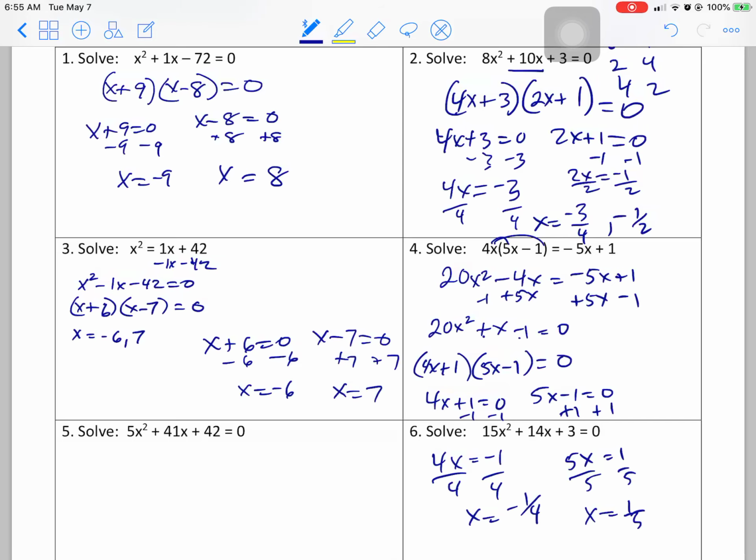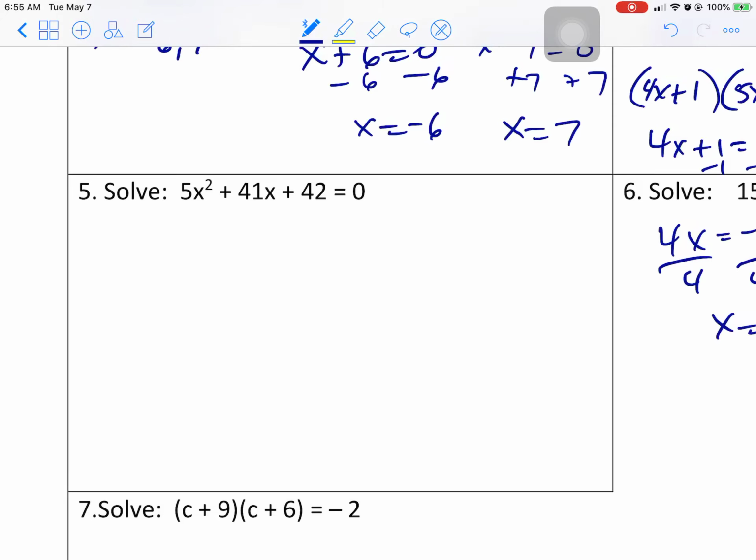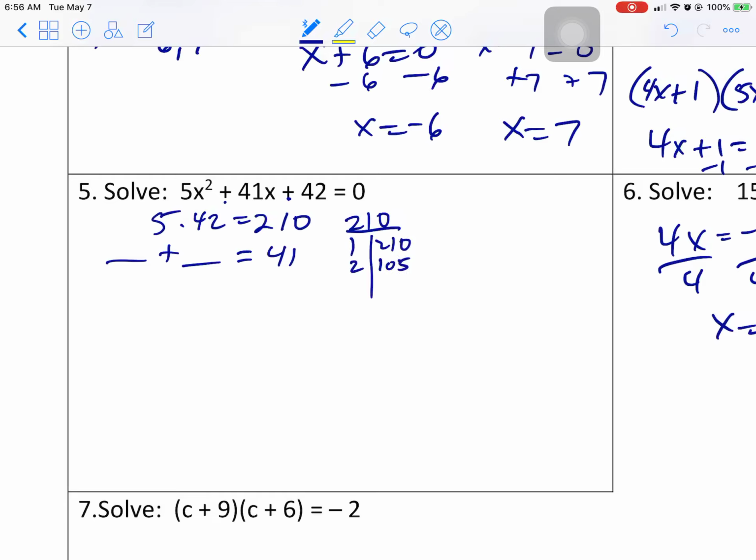Alrighty. Let's go over to this one. That 5 is not coming out, so I need to do the AC method for this one. 5 times 42 equals 210. Factors of 210 that are going to add to a 41, because this is a plus and a plus. Factors of 210, they're going to add to a 41. I have no idea. Factors of 210, 1 and 210, 2 and 105.